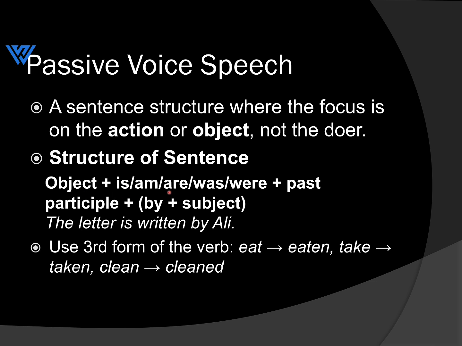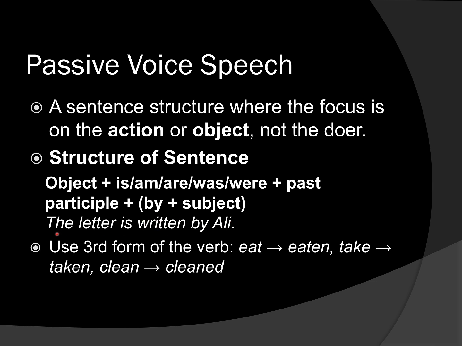Then we will write auxiliary verbs. For example, is, am, are, was, were, has, have. Then past participle. Past participle is third form of verb. We always use third form of verb in passive voice of speech. So third form of verb followed by and then subject. Now by and subject are written in brackets. That shows that this is not the important part of sentence and you can skip this part as well.